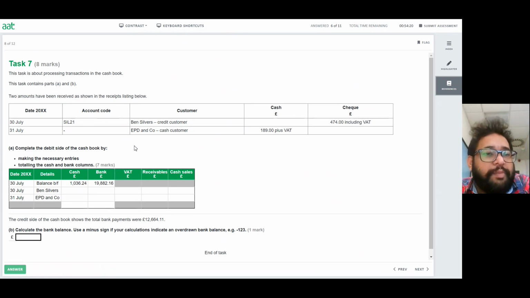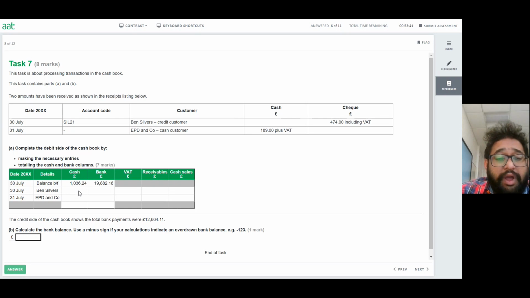So task 7, this task is about processing transactions in the cash book. This task contains part A and B. 2 amounts have been received as shown in the receipt listing below. First one is SIL21, Ben Silvers, a credit customer, check received for £474, including VAT. And then also on the 31st of July, I have received something from EPD Limited, EPD and Co., a cash customer, £189 plus VAT. So here they ask you to enter them in the cash book.